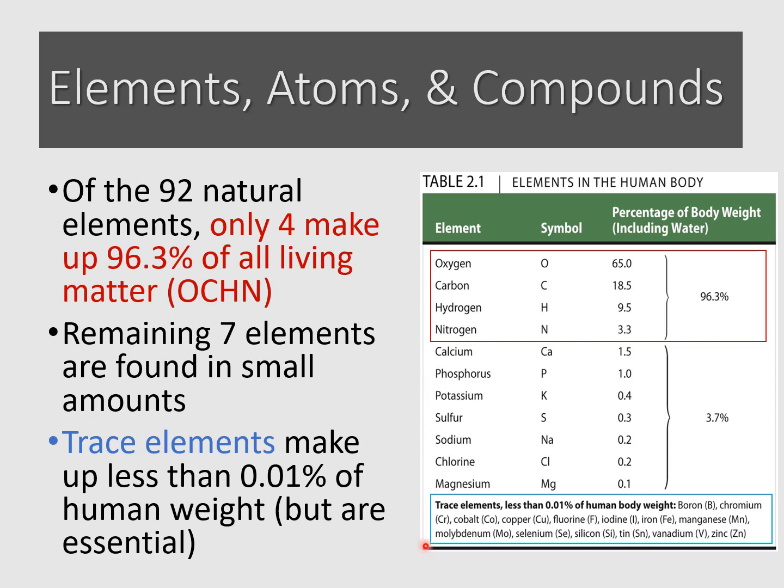And then there are these ones down here in the blue. These are our trace elements. Even though they make up less than 0.01% of our body weight, they are crucial for survival, so we call them essential. They're things you would never really think would be in our body, like zinc, boron, iodine, copper. Some of these metals you would never think would be in our body, right?